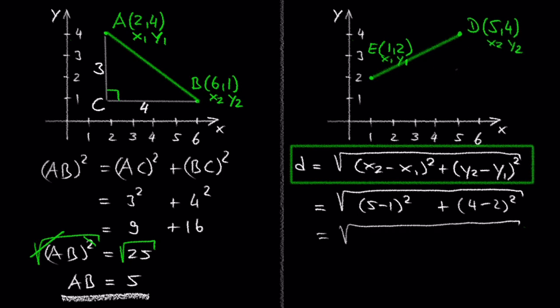Five minus 1 is 4. 4 squared is 16. 4 minus 2 is 2, and 2 squared is 4. 16 plus 4 is 20, so we get the square root of 20. The square root of 20 is approximately 4.5. So the distance between point D and point E is approximately 4.5 units.